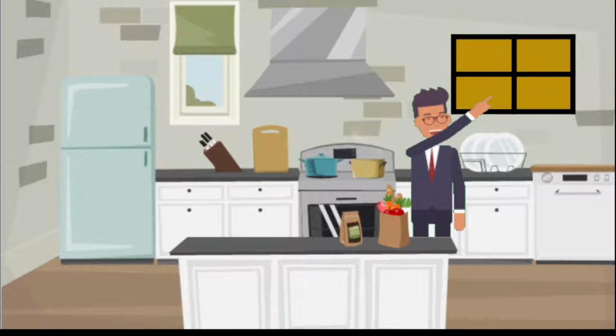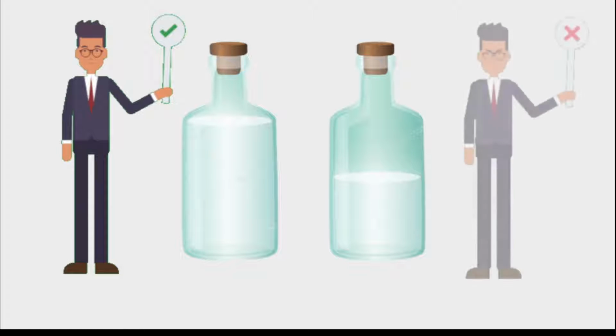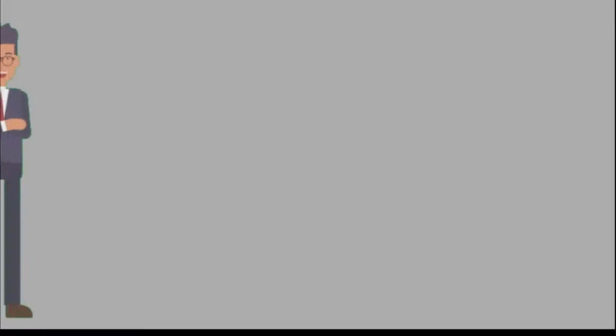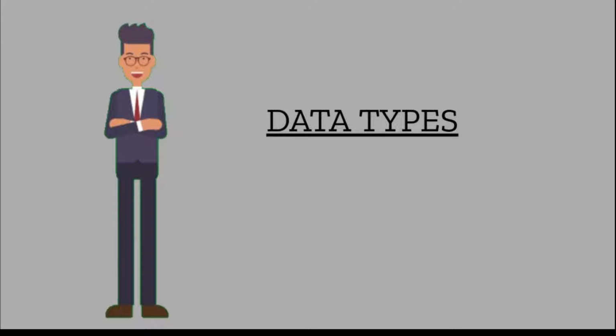In our kitchen, if we want to keep salt in a container, we prefer to keep it in a small container rather than a big one. Just like that, if we want to keep pulses, we keep them in a large container rather than a small container. But if we keep a small amount of salt in a large container, there would be a wastage of storage. Just like this, when we are storing data into the memory, if we try to allocate all types of data the same amount of memory, then there will be a lot of memory wastage. So to solve this problem, we classify the data into data types.